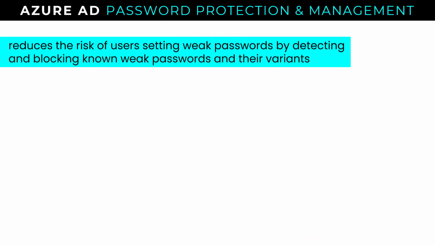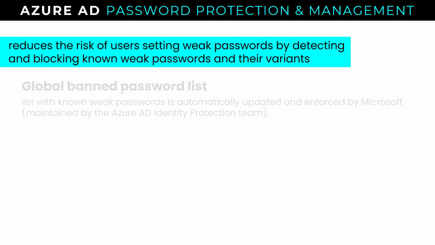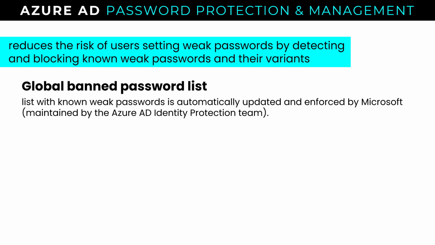So also in the password protection and management category, we have the global banned password list, which is a list with known weak passwords, and it's automatically updated and enforced by Microsoft. It's actually maintained by the Azure AD Identity Protection Team. When we talked about password spray attacks earlier in this session, I mentioned that we would talk about the global banned password list, which prevents users from setting weak passwords, which gives us protection against password spray.